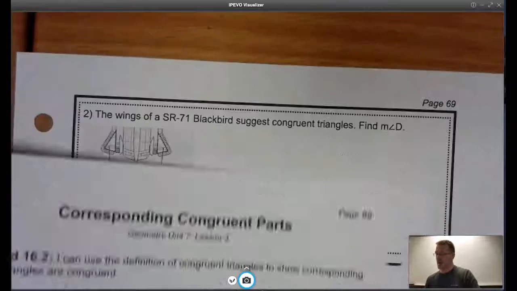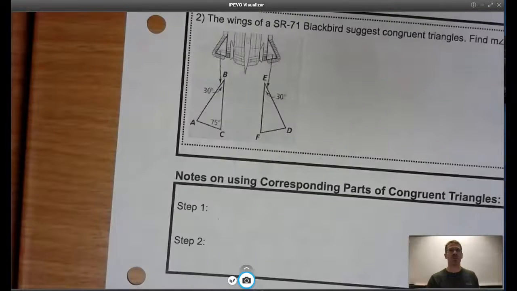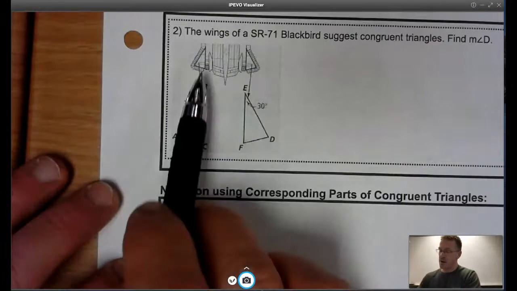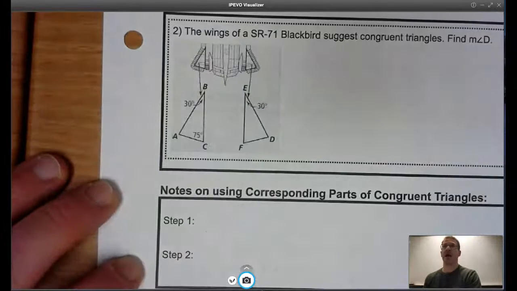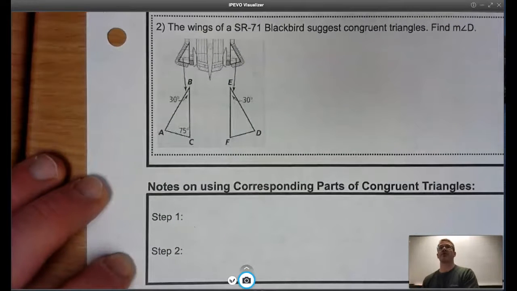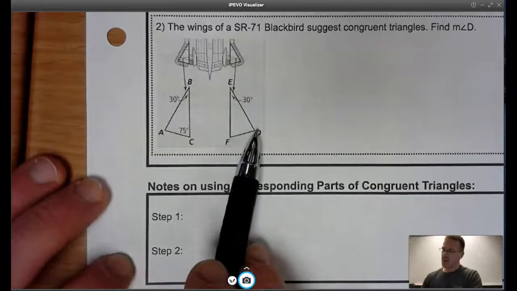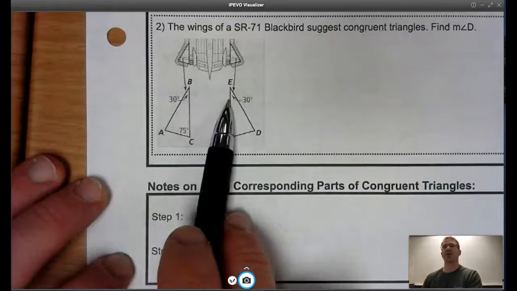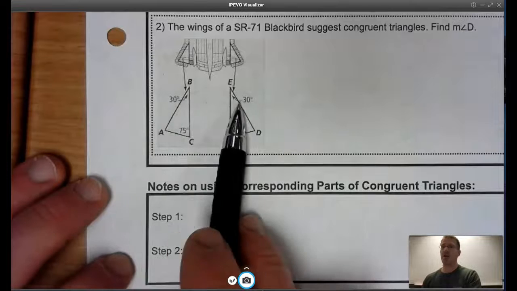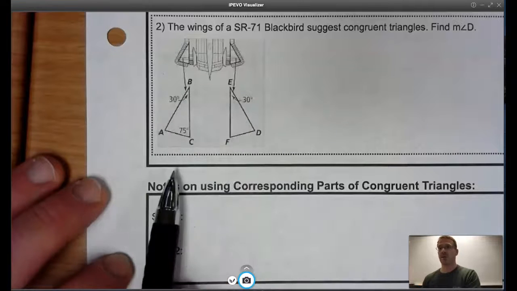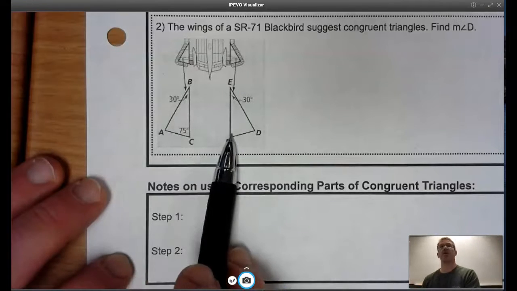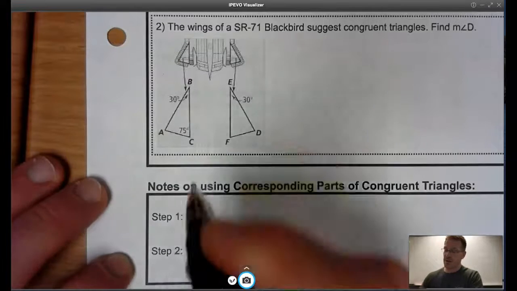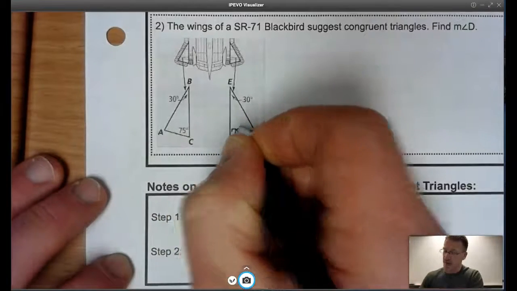If we flip to page 69, we look at the wings of the SR-71 Blackbird, and it suggests that we have congruent triangles, and we would hope the wings would be congruent. It tells us that we want to find the measure of angle D. It says these are congruent triangles, so notice angle B and angle E correspond, and they are congruent. That means angle C and angle F would also have to be congruent, because those correspond to each other. So if C is 75, that means F is 75.